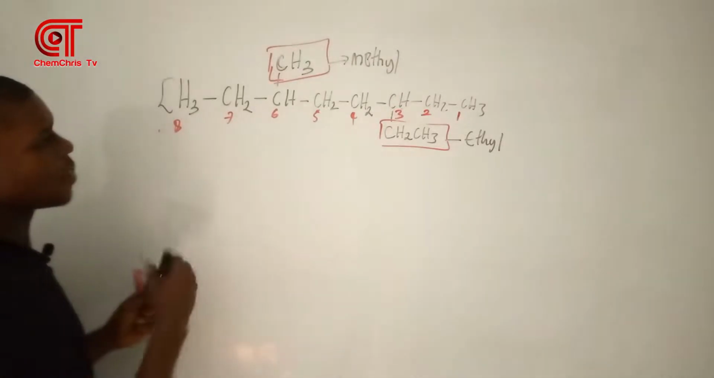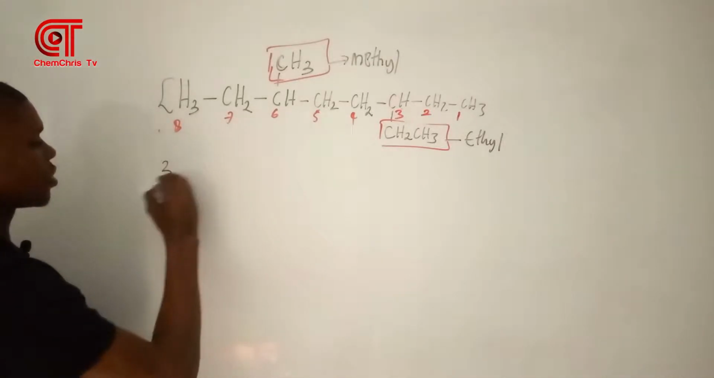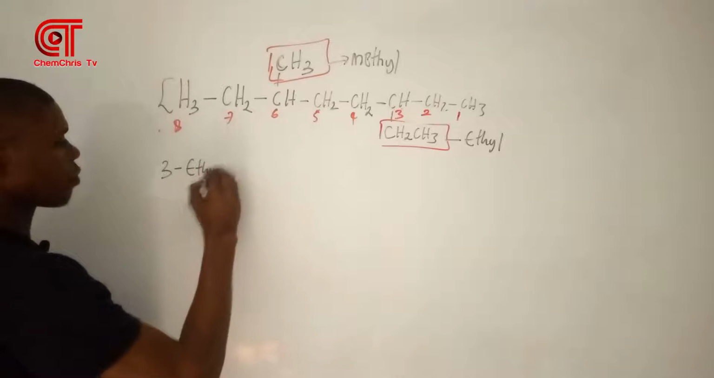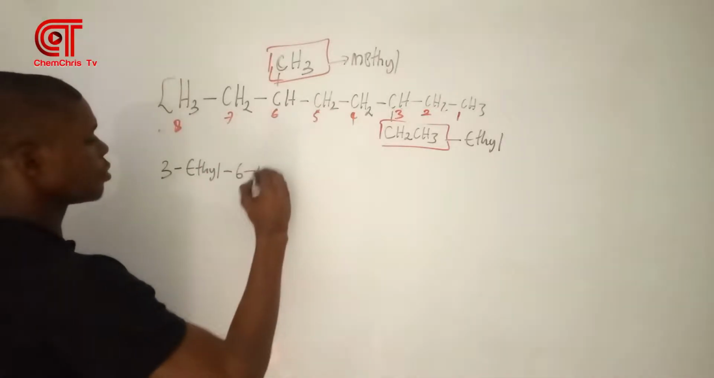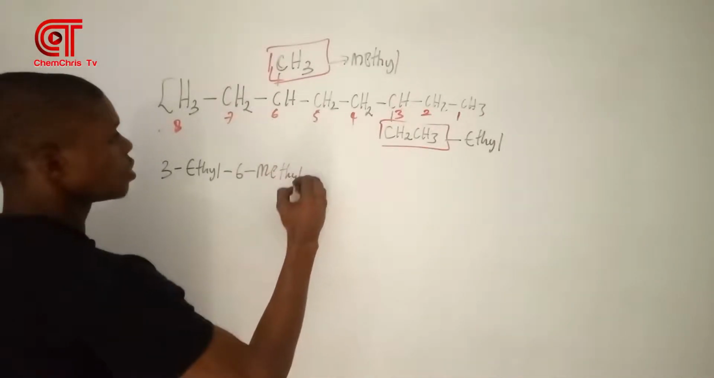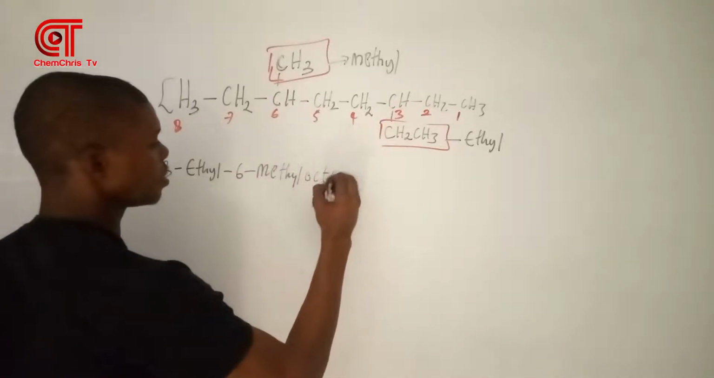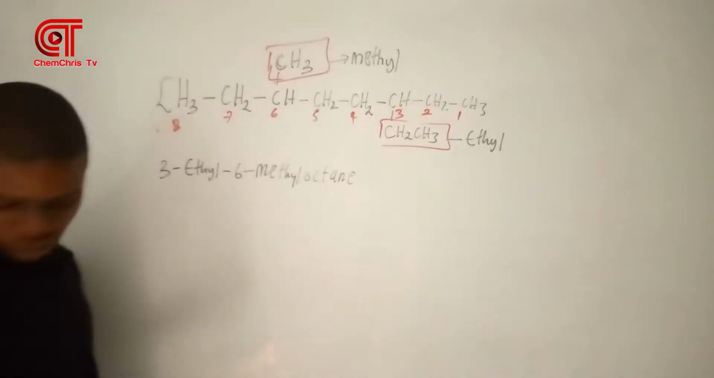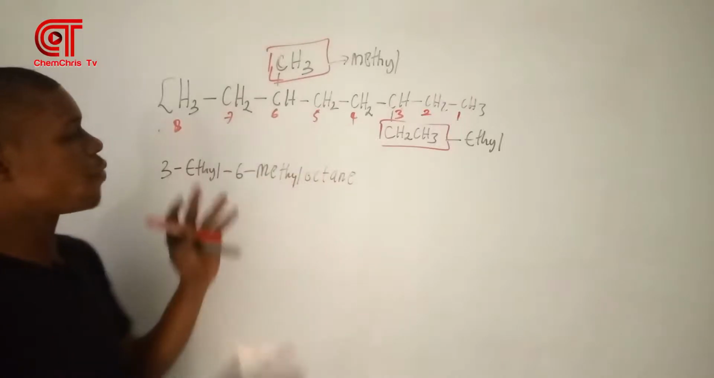So what will be the name of this compound here? It's going to be 3 ethyl, then 6 methyl, then octane, right? So that will now be the name of this compound.